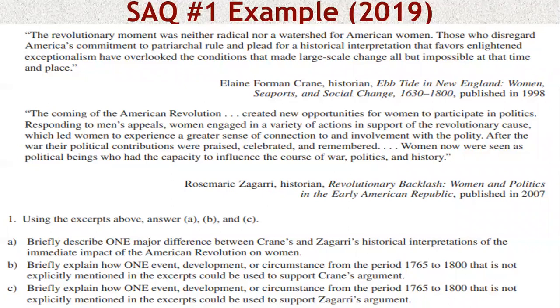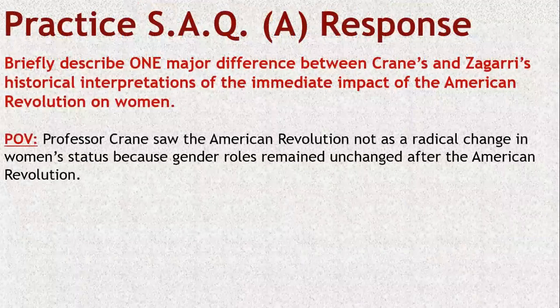So if you're taking a look at this, the question is, what's the difference between Crane and Zagari's historical interpretation of the immediate impact of the American Revolution on women? Well, Crane's saying there wasn't any. There really was not a great impact that the American Revolution made on women, where Zagari differs. Zagari says, no, yes, there is. Okay, so how did I write that?